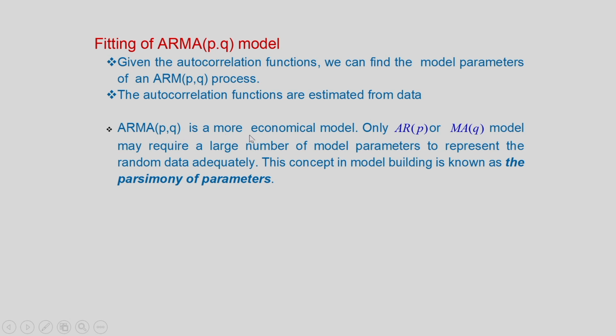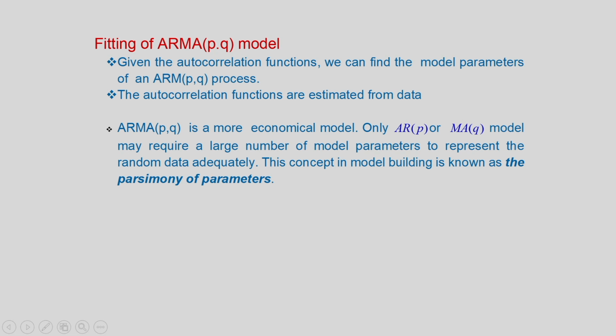ARMA(p,q) is a more economical model. Economical means it has fewer parameters. Only an AR(p) or MA(q) model may require a large number of model parameters. Suppose I am given data, if I try to model it by an MA(q) model, then this may require a very large value of q. So, only an AR(p) or MA(q) model may require a large number of model parameters to represent the random data adequately.